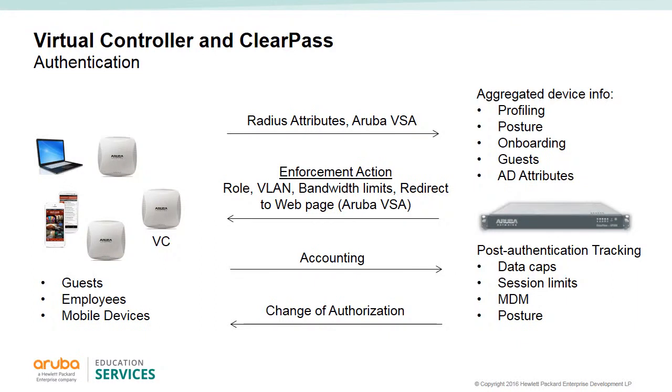ClearPass will return a radius message using Aruba VSAs with enforcement actions such as role or VLAN selections, bandwidth limitations, or redirect the user to a web page. The VC can send accounting information back to ClearPass for post-authentication action, such as implementing data caps or session limits, use of an MDM, or implement posture. If any post-authentication action is needed, ClearPass will send to the VC a COA, or change of authorization, message.